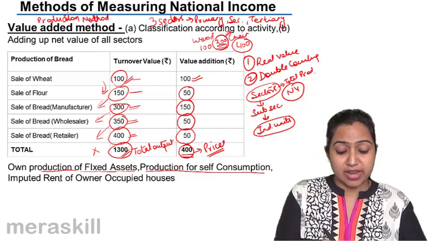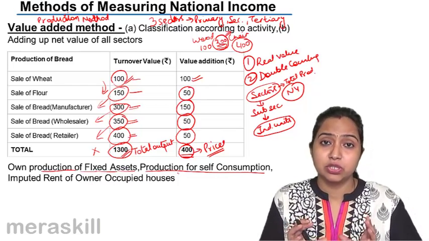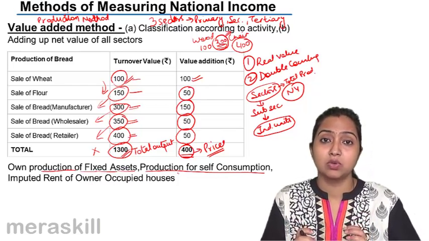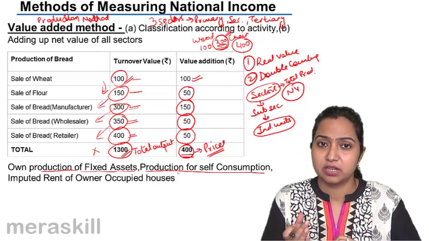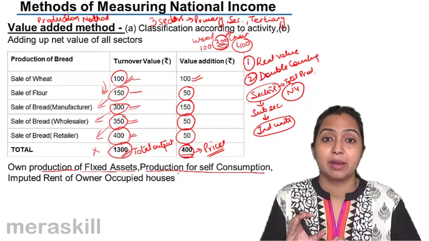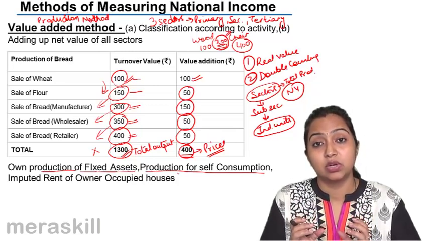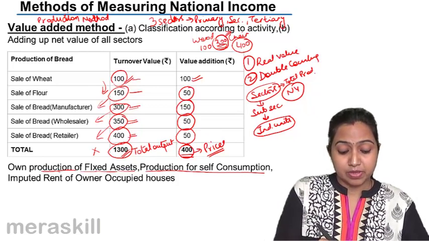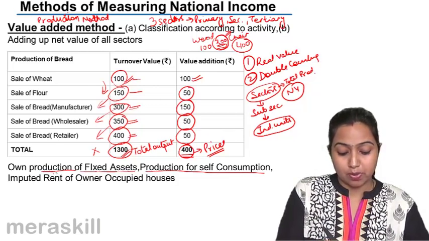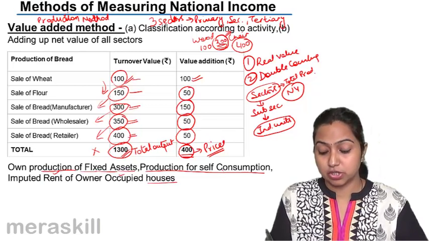Then imputed rent of owner-occupied houses. Just in case a producer of a firm is using his own house, the income that would have been generated if he would have otherwise rented the house should also be kept in mind, or the income that he would have got from that particular house. So imputed rent of owner-occupied houses should also be taken into consideration.